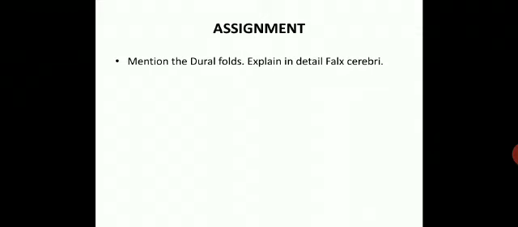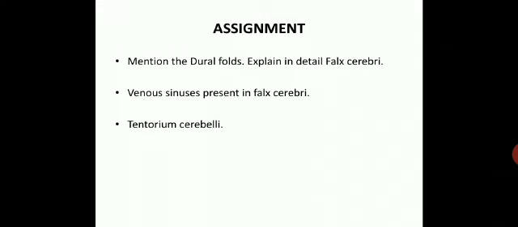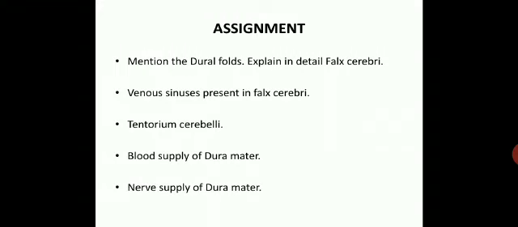The questions for assignment: Mention the dural folds. Explain in detail the falx cerebri. Venous sinuses present in relation to the falx cerebri. Tentorium cerebelli. Blood supply of dura mater. The nerve supply of dura mater.